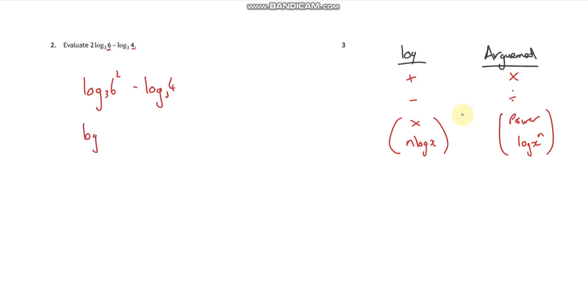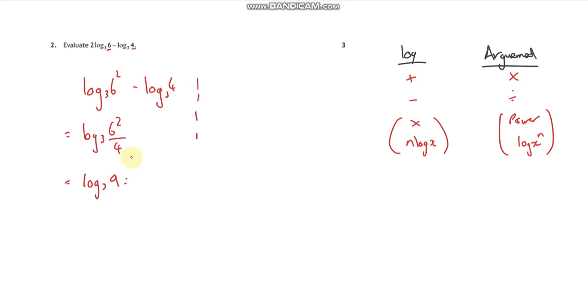Next thing I'm going to do is I will divide. So take away means divide. So let's try and simplify that out, shall we? That's going to give me log 3. Now 6 squared is 36. And 36 divided by 4 would be 9. So what does that equal?